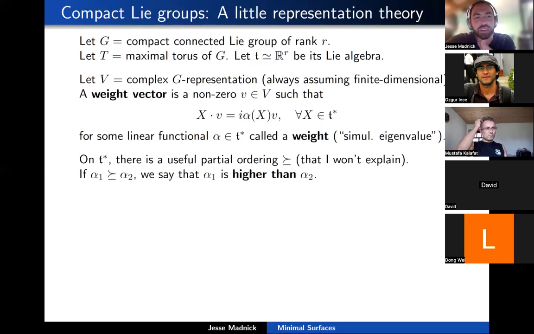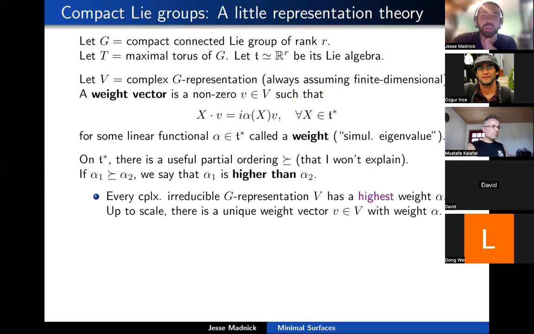On t star, there's a useful partial ordering that's too technical to explain. You can say that alpha 1 is higher than alpha 2, but you don't use the word greater, you use the word higher. And the fundamental theorem of representation theory of compact connected Lie groups is the theorem of the highest weight. This says a bunch of things. The first thing it says is that every complex irreducible G representation has a highest weight, some weight that is highest relative to this partial ordering that I refuse to explain.